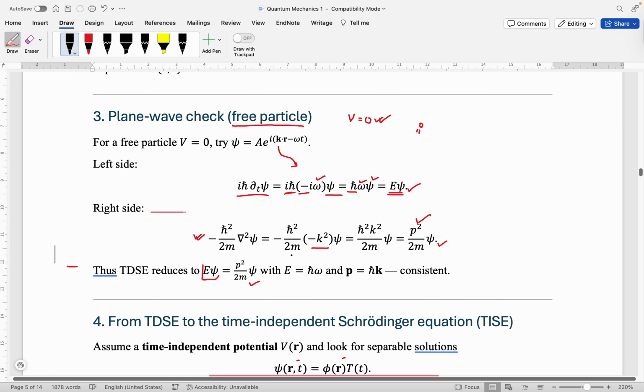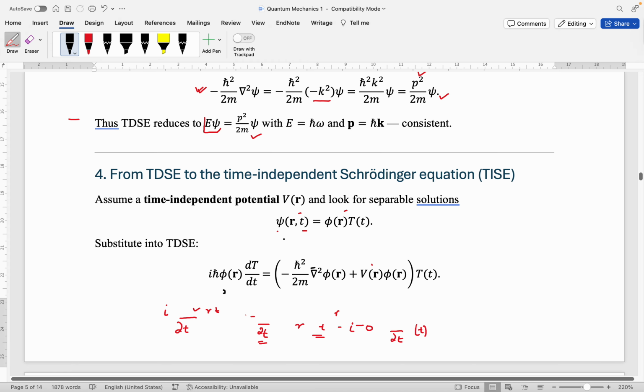For getting rid of t, because it is time independent, I have to write down this psi(r,t) as a product of two different functions, one only a function of r and one only a function of t. This is the idea of separation of variables. So we are writing psi(r,t) as phi(r) into T(t). That's why I've written it as i h-cross phi(r) dT/dt.